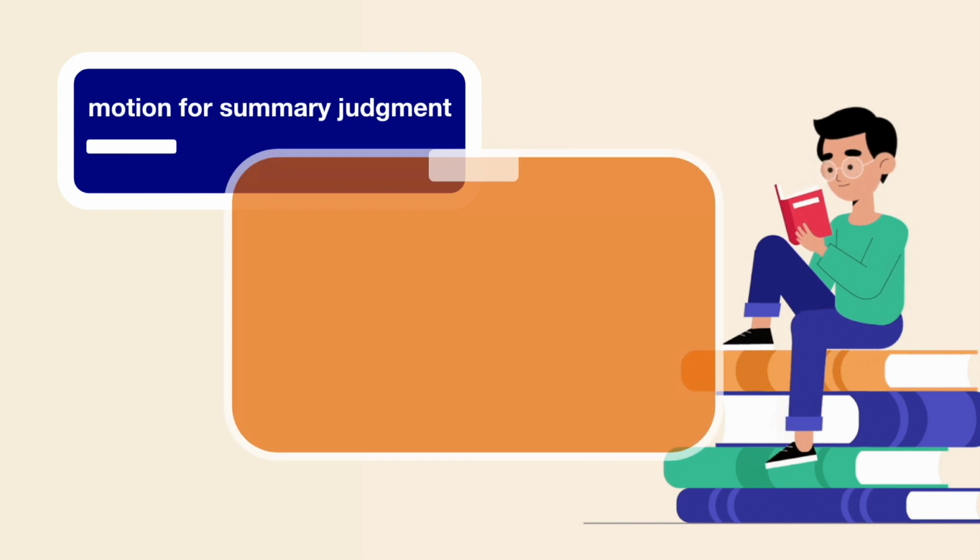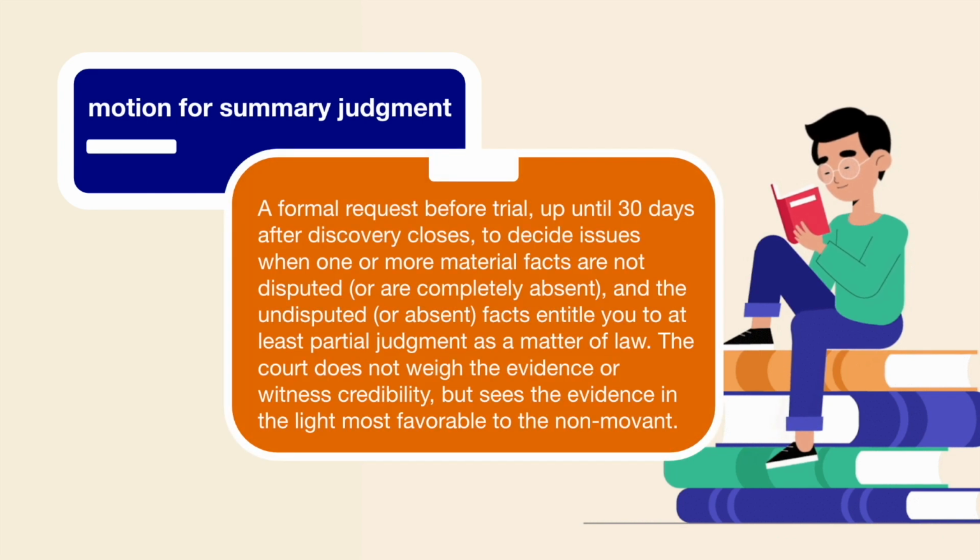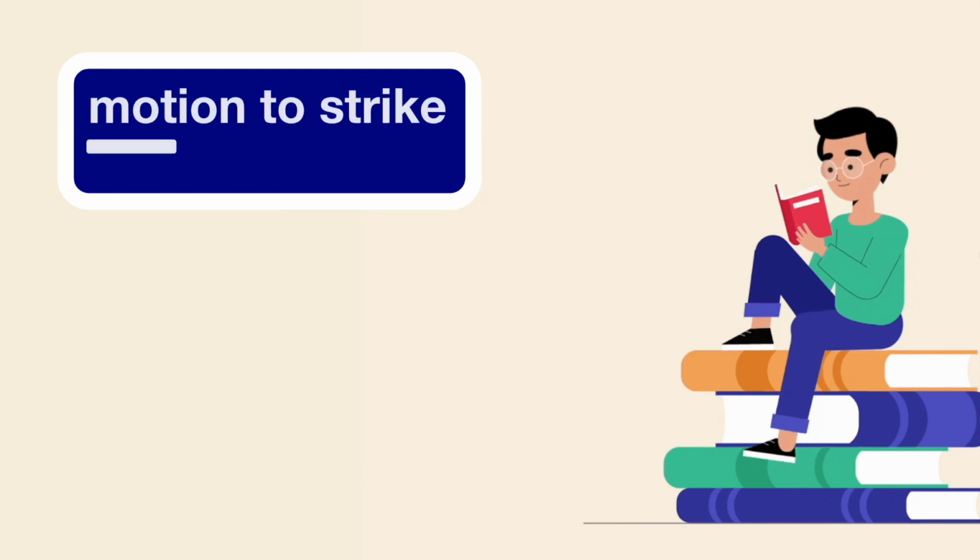Motion for summary judgment. A formal request before trial, up until 30 days after discovery closes, to decide issues when one or more material facts are not disputed or are completely absent, and the undisputed or absent facts entitle you to at least partial judgment as a matter of law. The court does not weigh the evidence or witness credibility, but sees the evidence in the light most favorable to the non-movant.